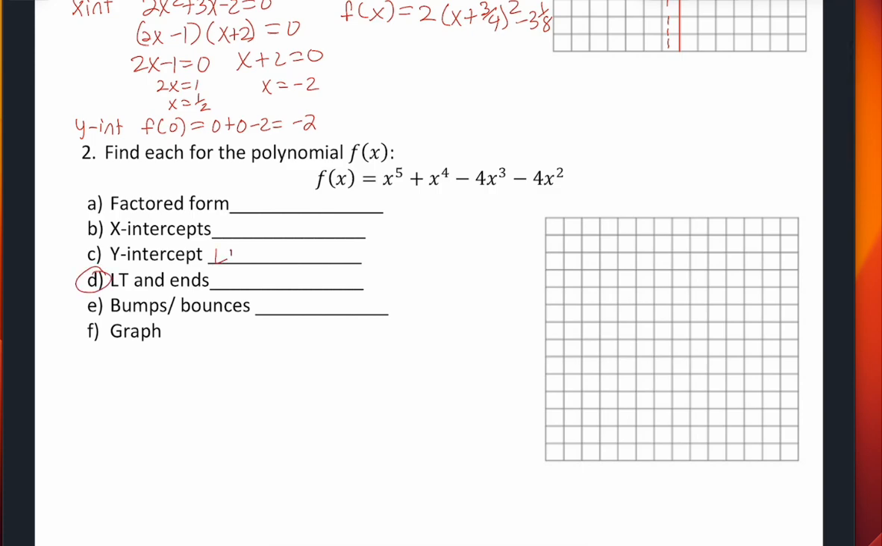Well, the lead term is our highest powered term. That's that term right here. That x to the fifth is very powerful. It determines what our ends are doing. So on the ends it's going to look like a cubic. The left end's going to go down. There might be some bumps, and the right end's going to go up. So you can say left end to negative infinity and right end to positive infinity. You can draw me the little graph. You can say the words, however you want to do it.